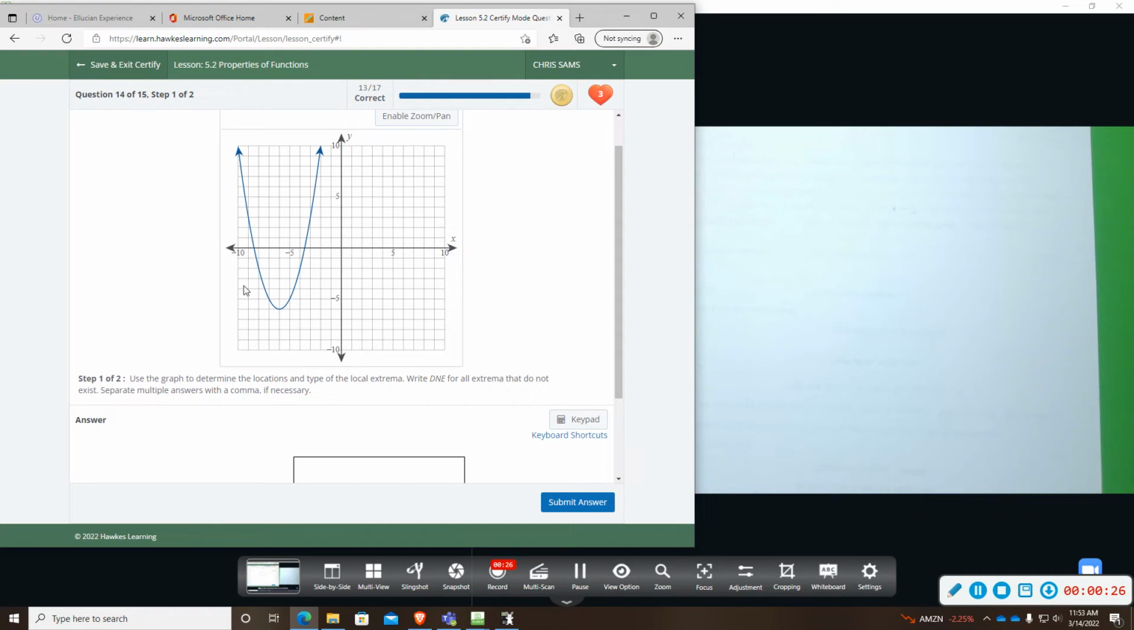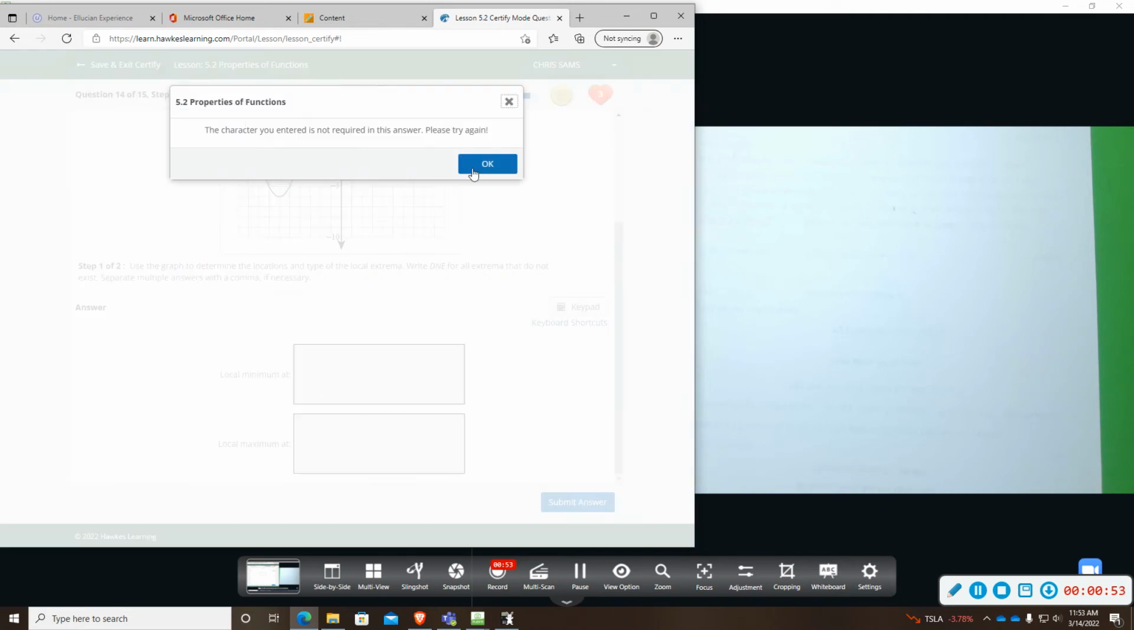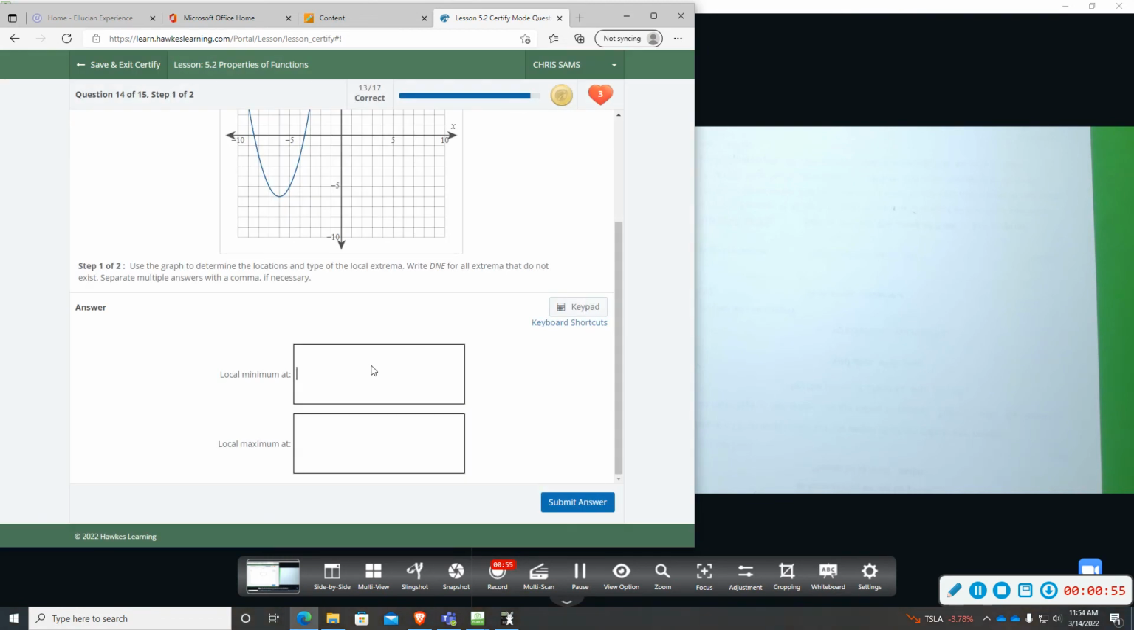So looking at this graph, it has a low point, which is a minimum. And where is that occurring is according to the x-axis. You just got to count the tick marks. 1, 2, 3, 4, 5, 6. So at -6, we're getting a low point. Local minimum at, I guess I just need the number, -6.